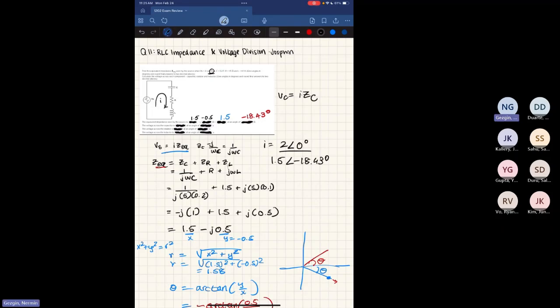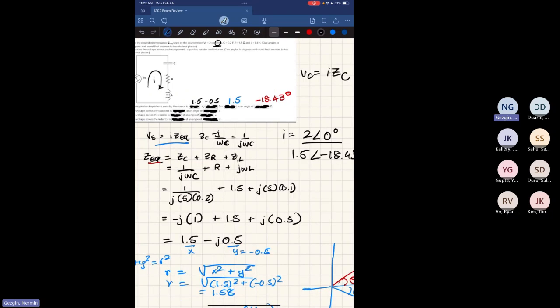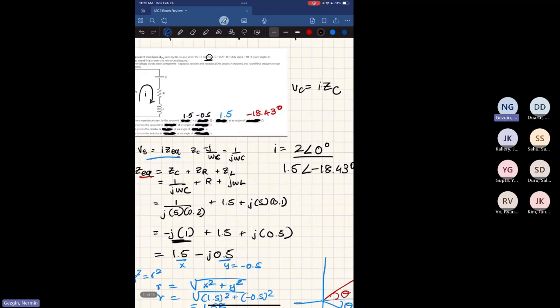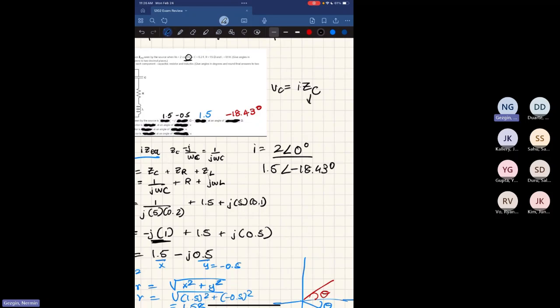So for the voltage across the capacitor, we did find ZC over here. That was negative J times 1. It was negative J, so that is the same thing as 1 with an angle of negative 90 degrees. Just remember, positive J is 90 degrees, negative J is negative 90.